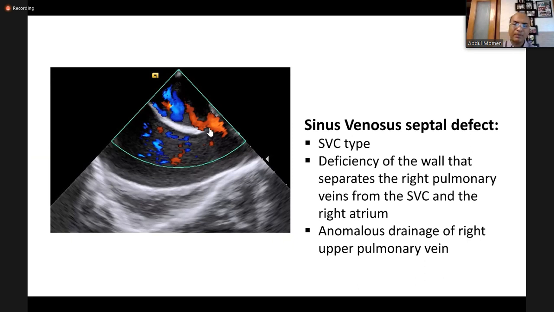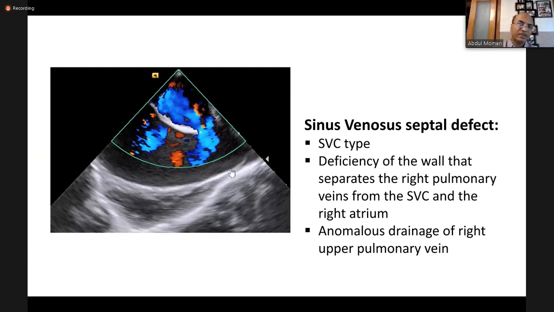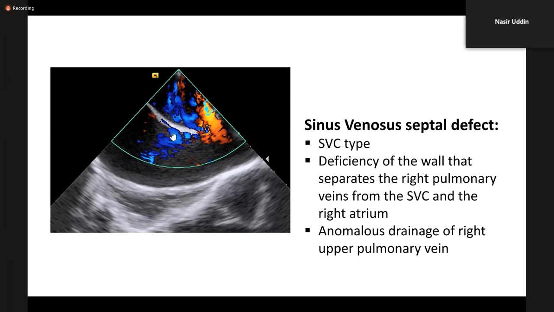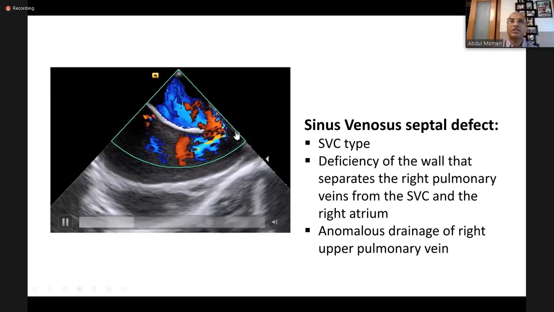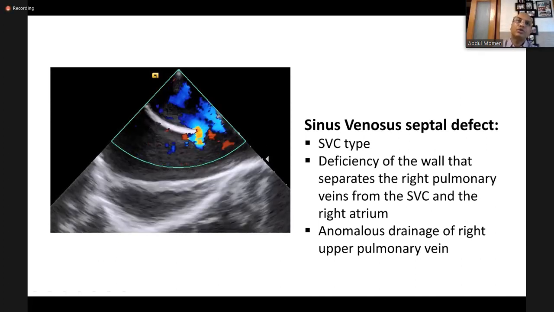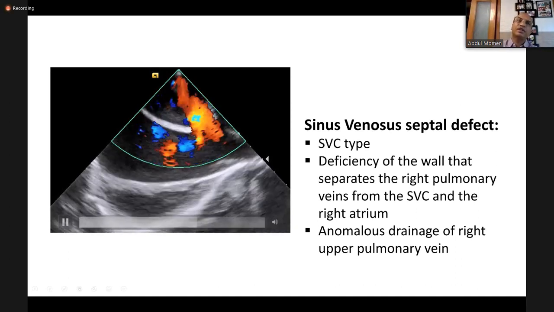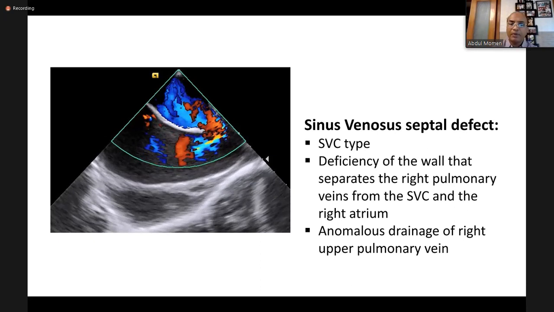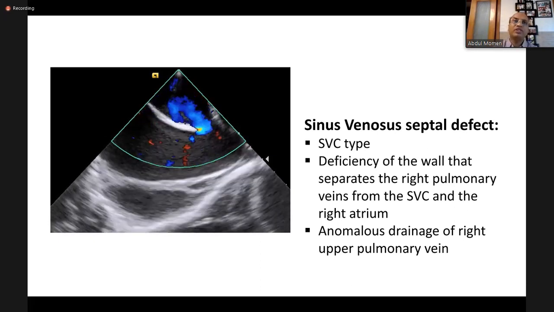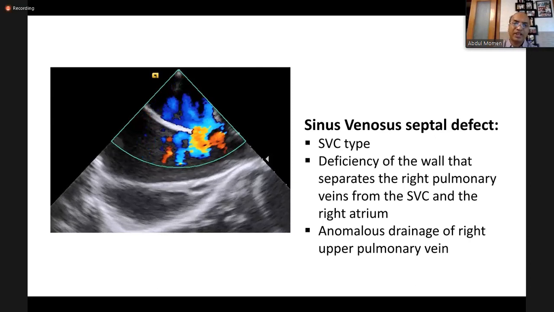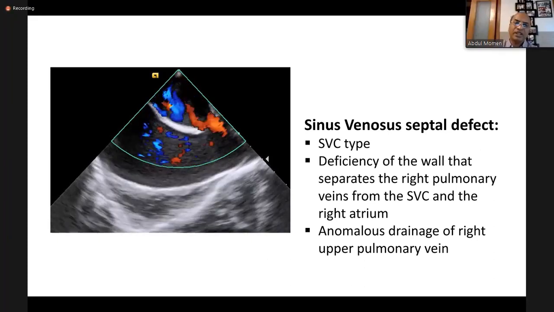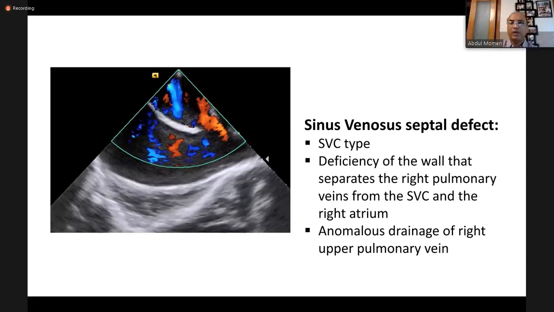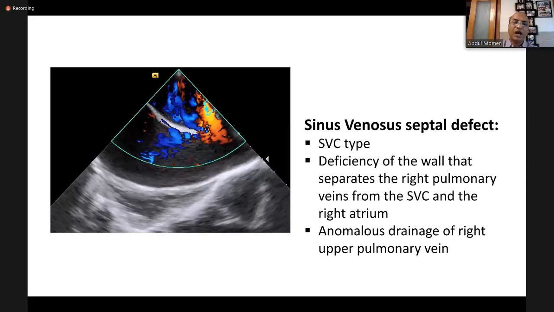Deficiency of the wall that separates the right pulmonary veins from the SVC and the right atrium. So here the right pulmonary vein comes. Anomalous drainage of the right upper pulmonary vein is associated with 95% cases of SVC type. So the roof is deficient. Near the roof, the right upper pulmonary vein drains into the RA, not into the LA. So during sinus venosus SVC type ASD, we should comment on the right upper pulmonary vein, whether it is draining into LA or not. Mainly in 95% cases, it drains into RA.